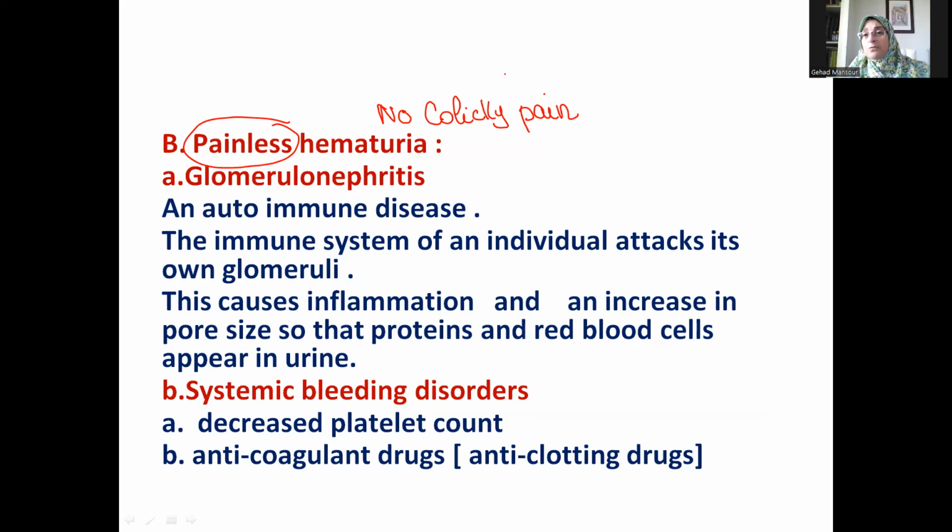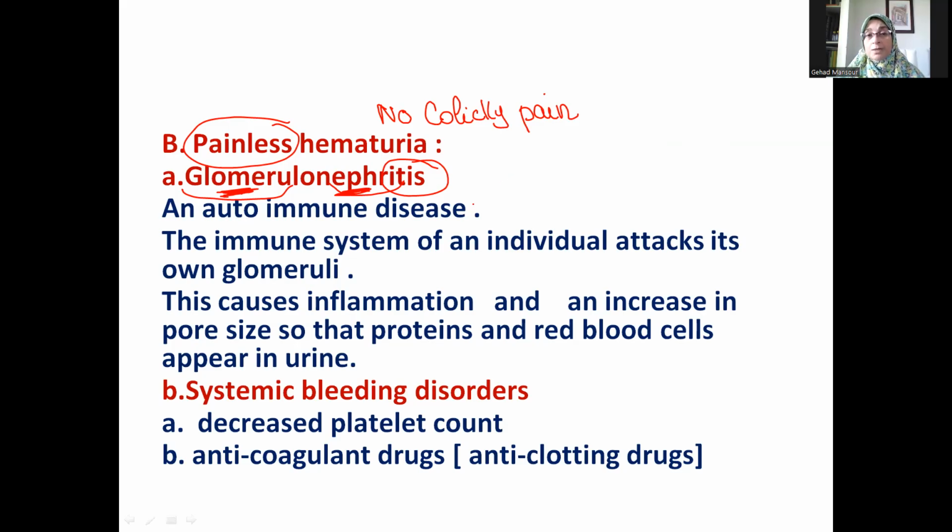When the patient doesn't suffer from any pain, despite having suffered for a certain period of time of hematuria, then we think of one of two things. Number one, glomerulonephritis. Of course, the name is difficult, but if you split it, here you will have the glomerulus, and here you will have the nephron, and here you have itis, which is inflammation in the nephron and in the blood vessels of the nephron or the glomerulus.